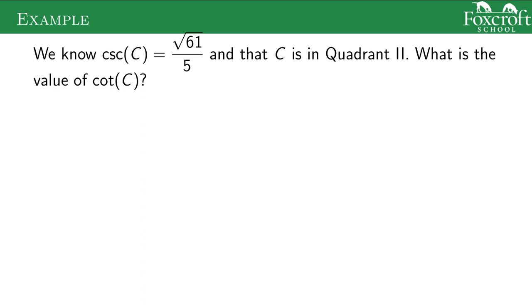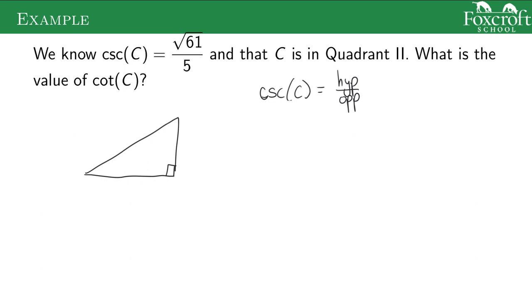All right, for this problem, we know the cosecant, and we're going to find the cotangent. But nothing's going to change. I'm still going to make my right triangle. Cosecant is related to sine. Sine is opposite over hypotenuse, so cosecant is going to be hypotenuse over opposite.